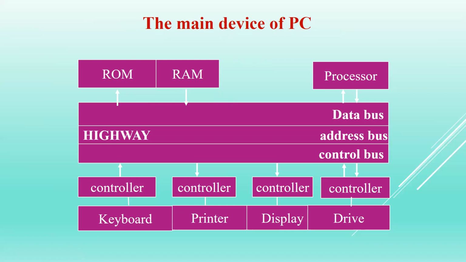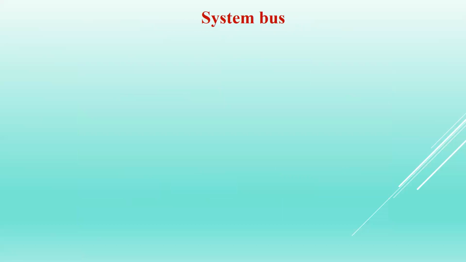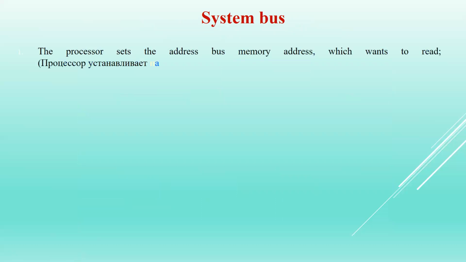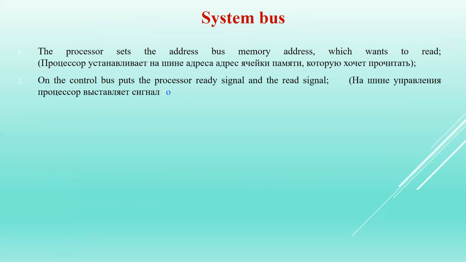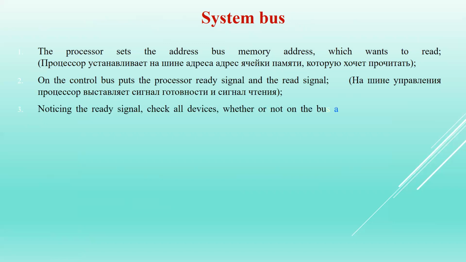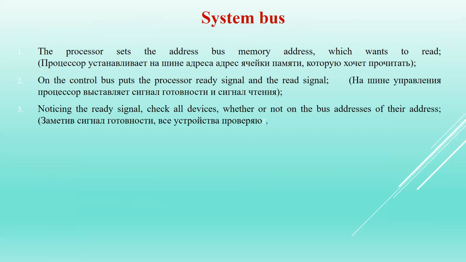From this system, from this line, we can see our keyboard, printer, display, and drive. The system bus. What is it? The processor sets on the address bus the memory address which it wants to read. We can see the translation in Russian of these words. Then the control bus passes the processor's read signal. Noticing the read signal, all devices check whether the address on the bus is their address.